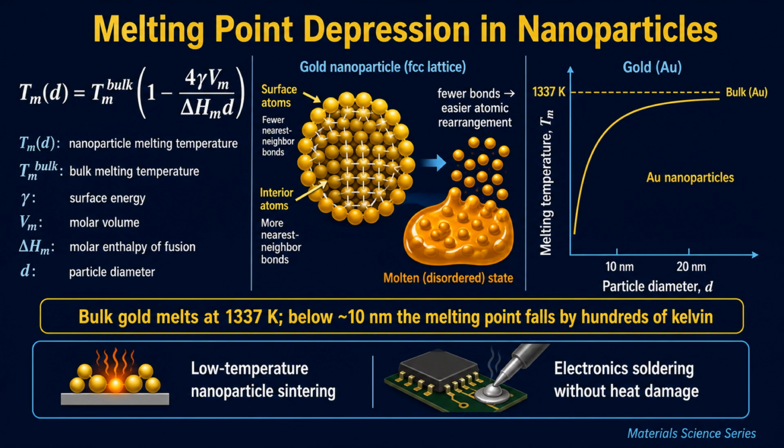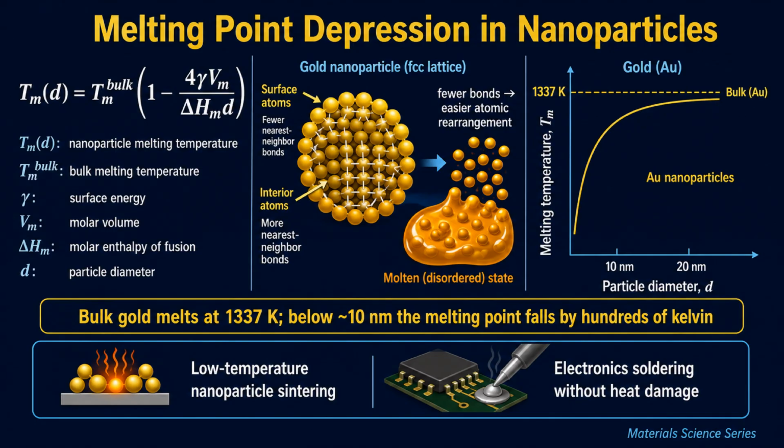Nanomaterials exhibit lower melting points than their bulk counterparts, a phenomenon called melting point depression. This is described by the Gibbs-Thomson equation. The melting point decreases as particle size decreases because surface atoms have fewer bonds and higher energy. The effect becomes significant below about 20 nanometers and dramatic below 5 nanometers. For gold, bulk melting occurs at 1337 Kelvin. Below about 10 nanometers, the melting point falls steeply, and particles only a few nanometers across melt hundreds of Kelvin below the bulk value.